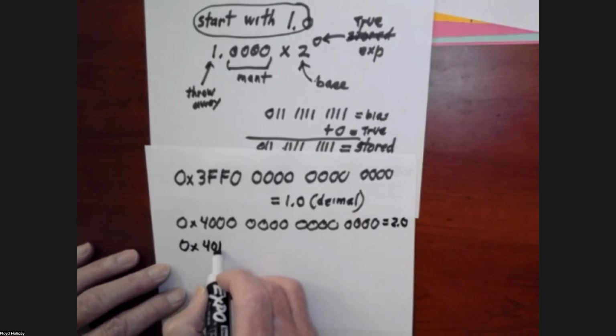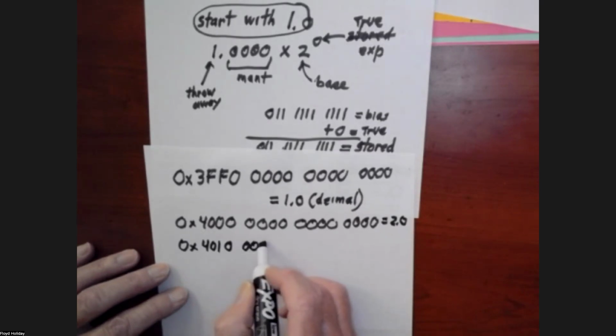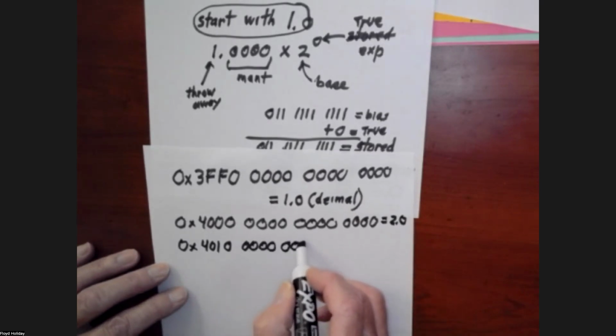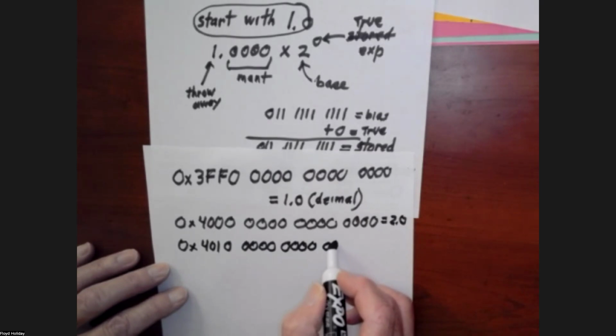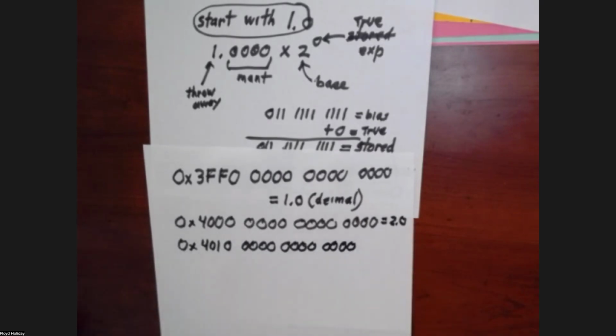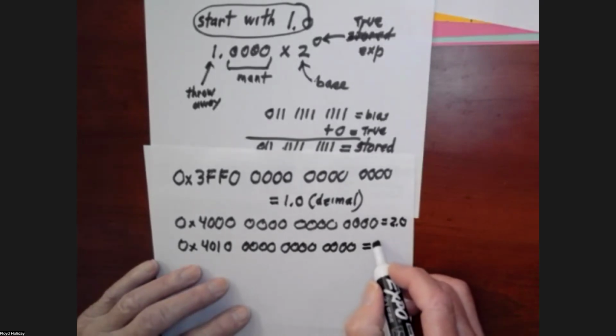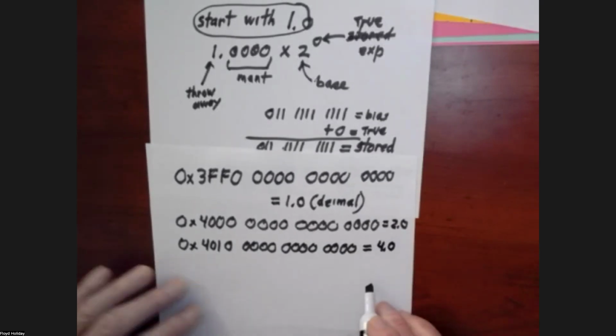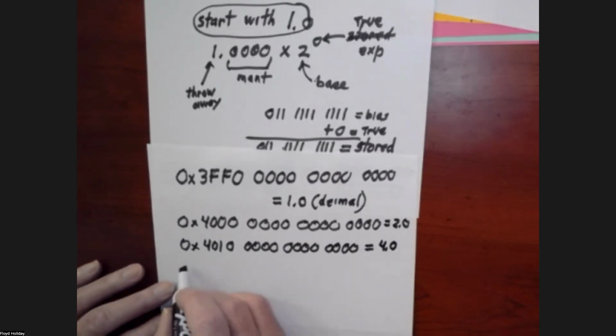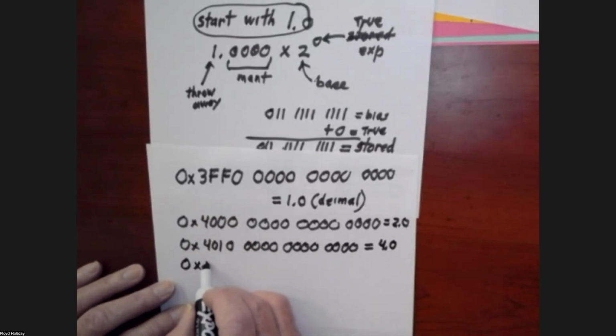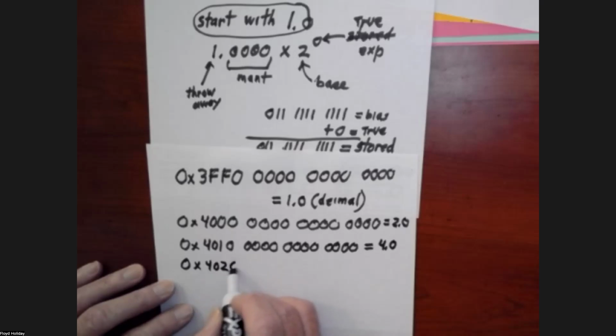Let's add a digit 1: 401. You add 1 to the exponent. This doubles over here. This happens to be 4.0. The nice numbers are close to 400 or 1 less than 400. I'll go 1 more: 402, all zeros.